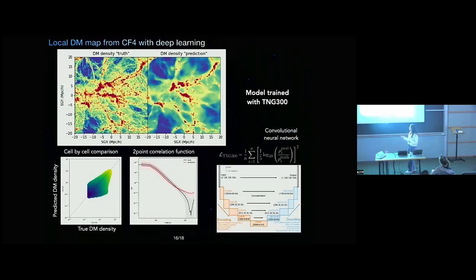The first one is a cell-by-cell comparison of the true dark matter density and the predicted dark matter density, and this line is if they are matching perfectly. And the second one is a two-point correlation function. In black, you have the true value of the density field, and in red, the predicted density field. So we see that even looking more quantitatively, they're matching quite well.